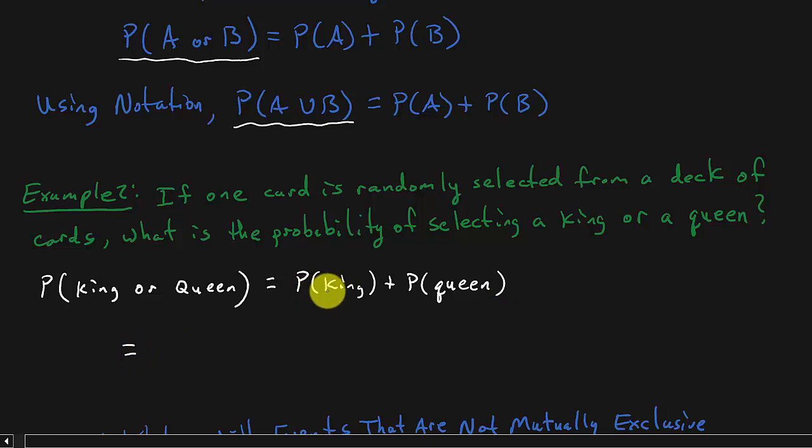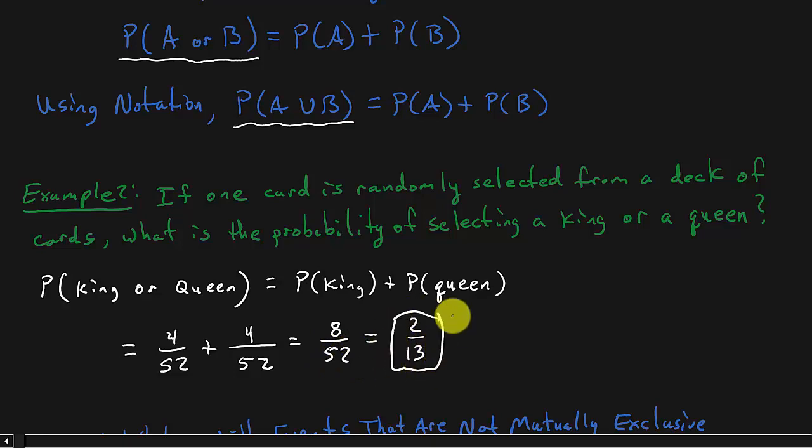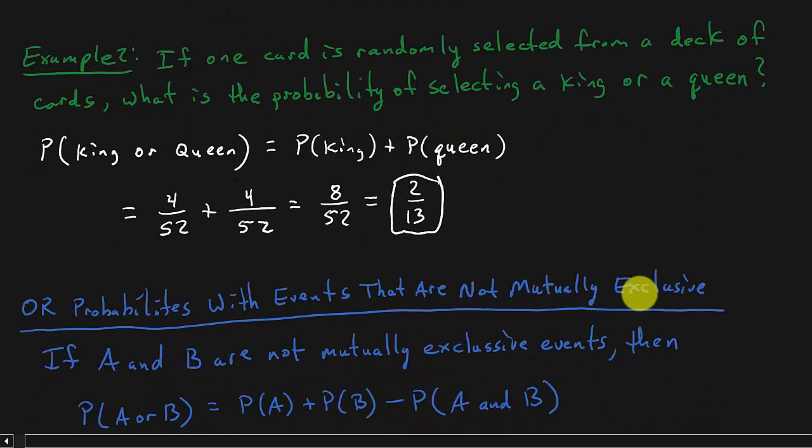So the probability of drawing a king is what? Well, there's 4 kings in the deck, and there's 52 total cards, plus the probability of getting a queen, that's 4. There's 4 queens, divided by the total number of cards in the deck. And so this, when we add them together, that gives us 8 over 52, which is 2 over 13. And that would be your probability. All right.